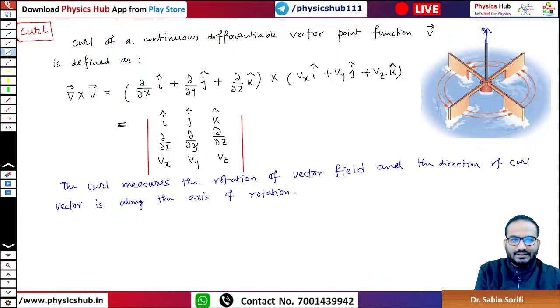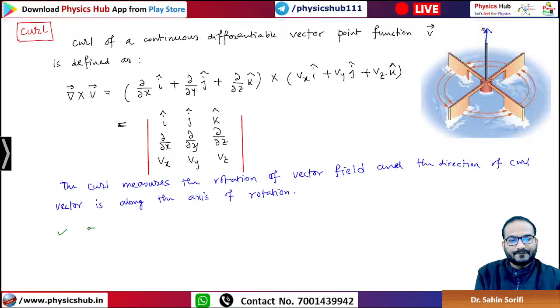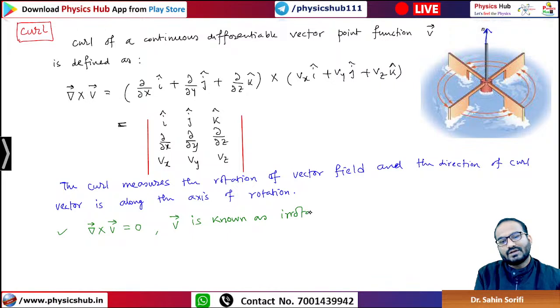Now, as I told you that this curl represents the rotation of vector field. So if you get that the curl is 0, what does it mean? There is no rotation. So if we have curl of some vector equals to 0, then that vector is known as irrotational vector. Irrotational. And obviously if the value of curl is not equal to 0, means it has some rotation, then V will be known as rotational vector. Simple.